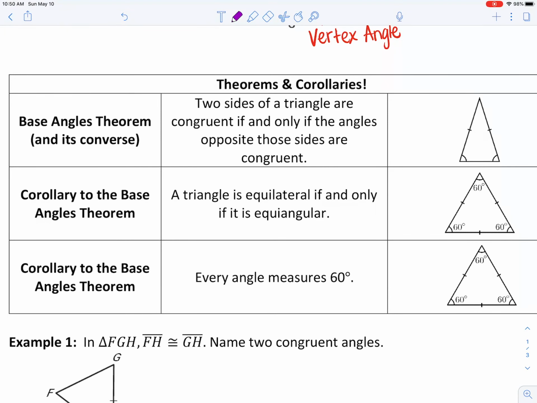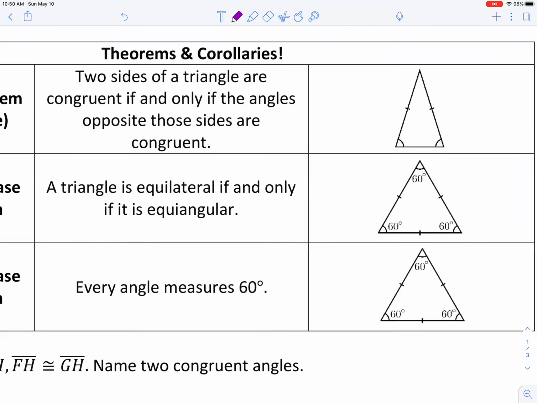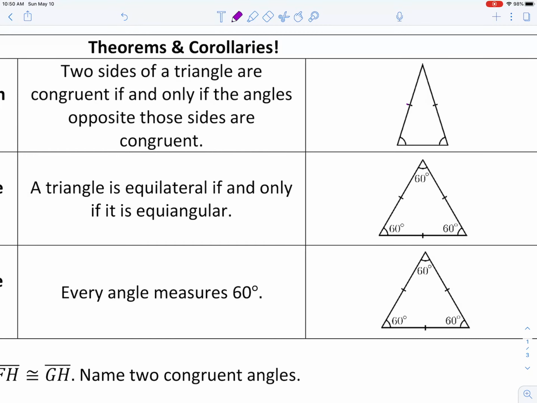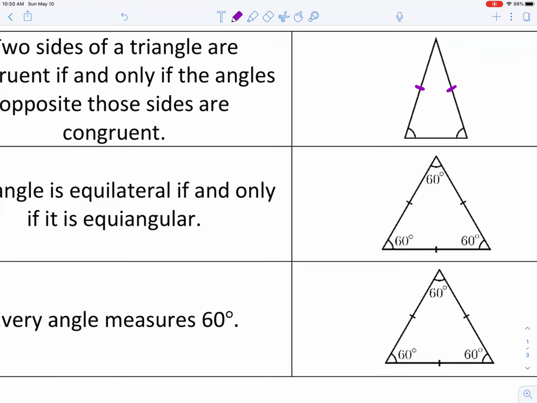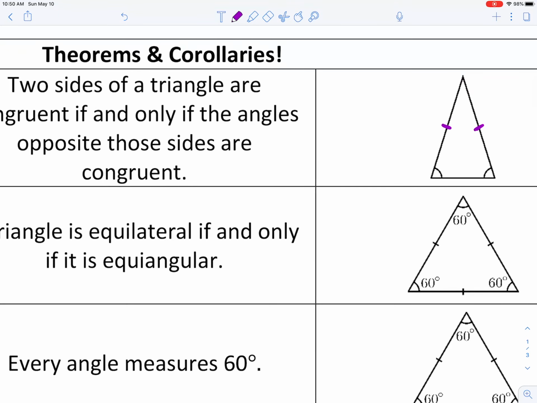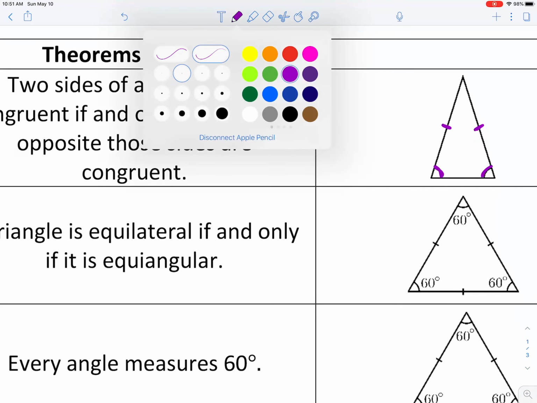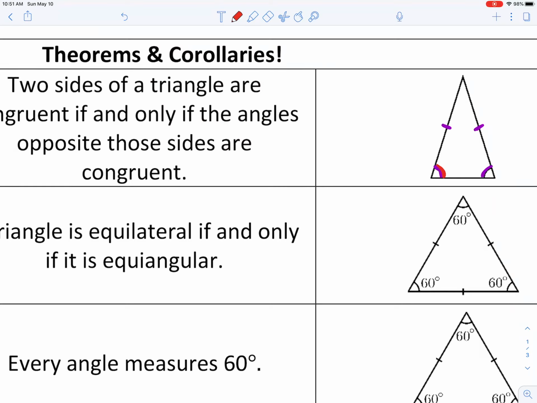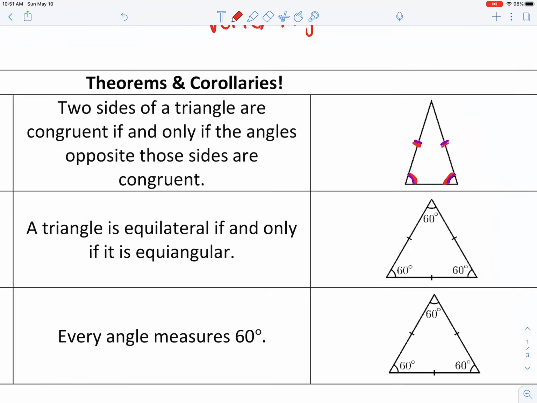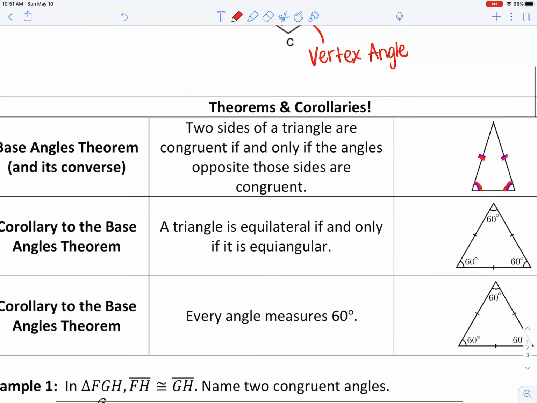Okay, so now that you've got those vocab words down, I'm going to talk about a couple of theorems and corollaries. So first of all is the base angle theorem. What this is saying is that if I know that two sides of a triangle are congruent, so let's say this side and this side are congruent, then that means that the base angles, so this angle and this angle, are equal. It also goes the opposite direction. So if I know that these base angles are congruent, this angle and this angle are congruent, that then means these two sides are congruent. So it goes both ways.